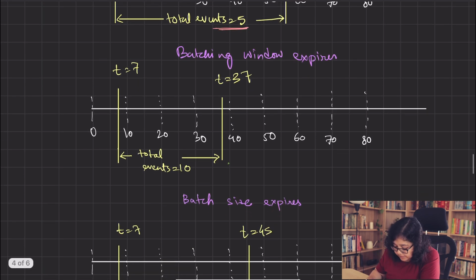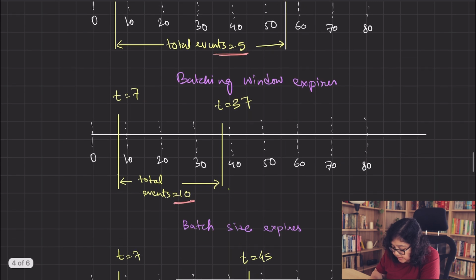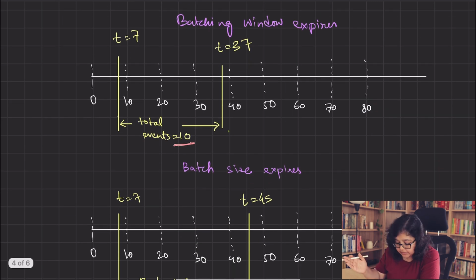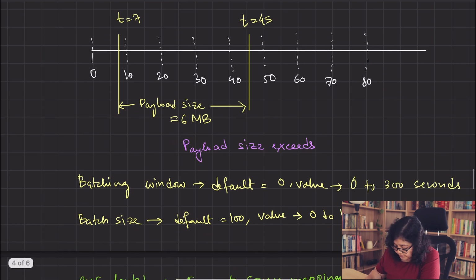In the second example, we can see that the total events that we got is 10, which is equal to the max batch size that we configured, and that's why we are invoking the Lambda, though the batching window here is 30 seconds, which is less than the max batching window. Similarly, in the third example, we have satisfied the third condition, that is the payload size is 6 MB, so we are triggering the Lambda.